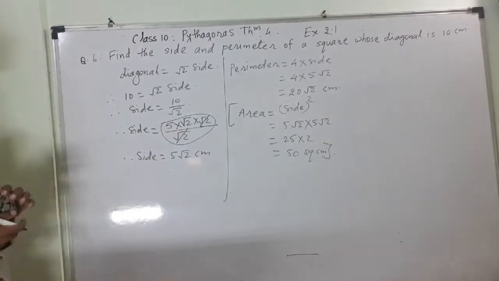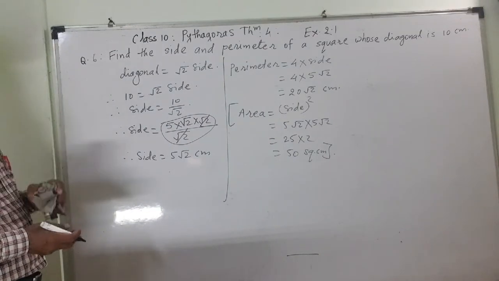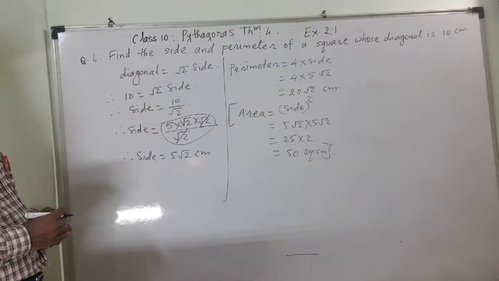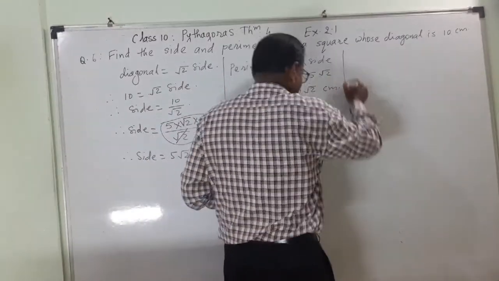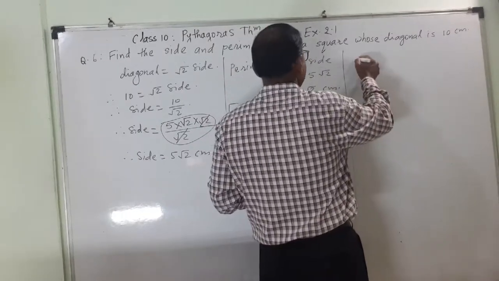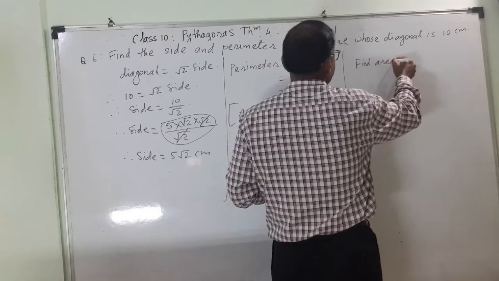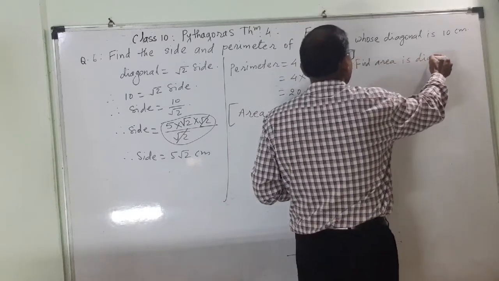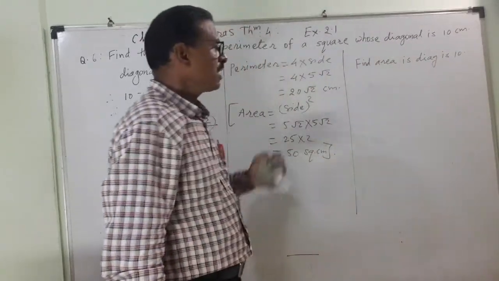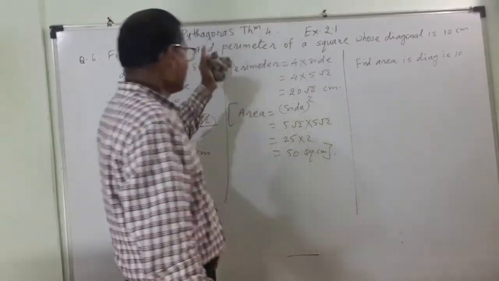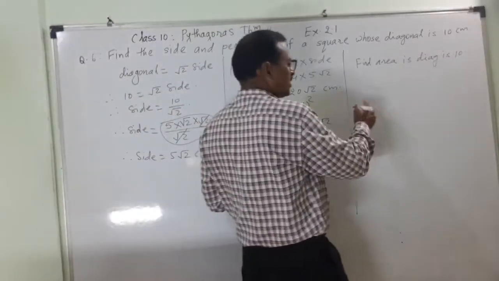Now this is for 2 marks. If suppose they ask for 1 mark, and the diagonal is this, find the area. So that part also we will discuss. Find area, if diagonal is 10. So how to do this? All these things we are not going to do. So area is equal to, it is a rhombus.